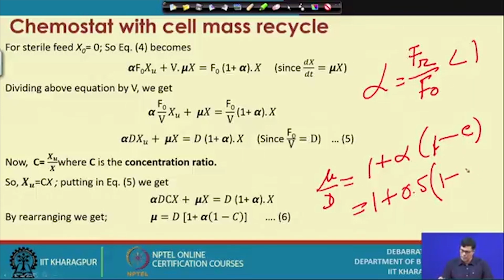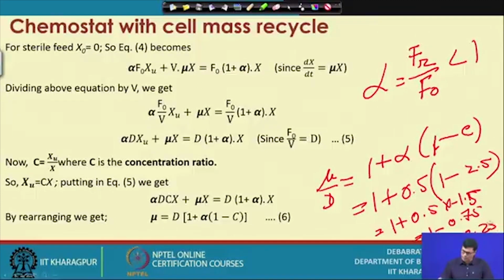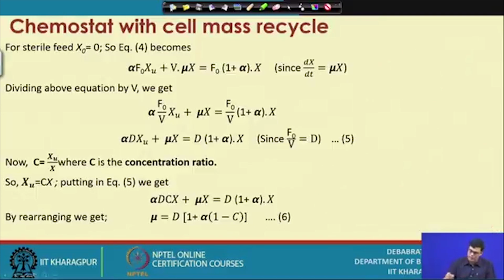So, if we assume this is 2 or 2.5, let us assume that, then what will happen? 1 plus 0.5 into this will be 1 minus 1.5. How much is 1.5? This will be 1 minus 0.75. Am I right? So, this will be 0.25. Now, if it is 0.25, what can I write? The mu by D equal to 0.25.